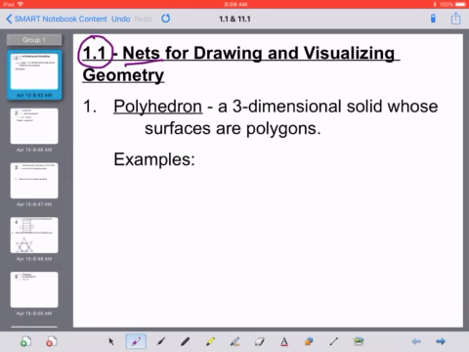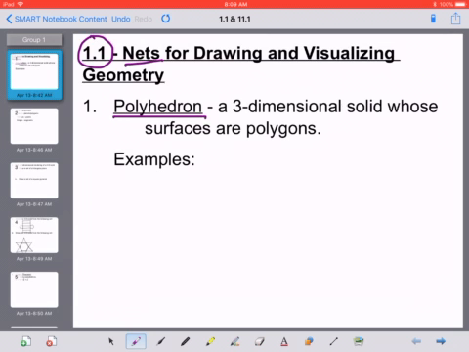So what they're doing in this section is they start off by defining the word polyhedron right here, which is actually what we've been dealing with so far in chapter 11 when we've been doing surface area. So a polyhedron is a three-dimensional solid whose surfaces are all going to be polygons. And that's what we've been dealing with a lot lately.